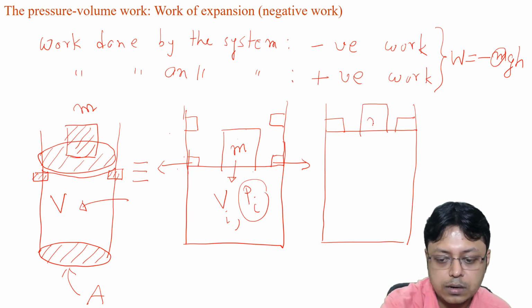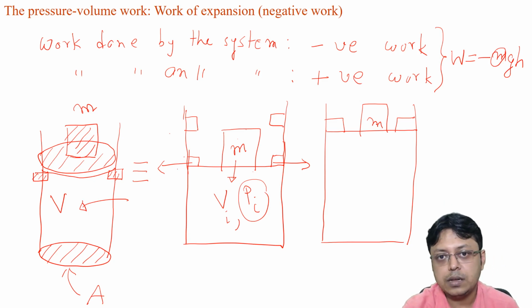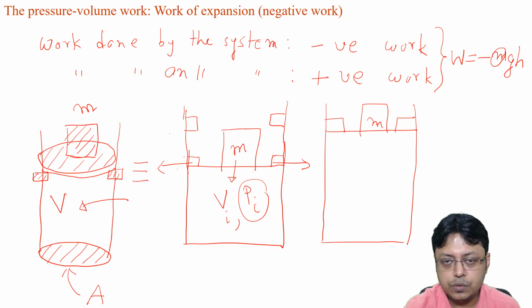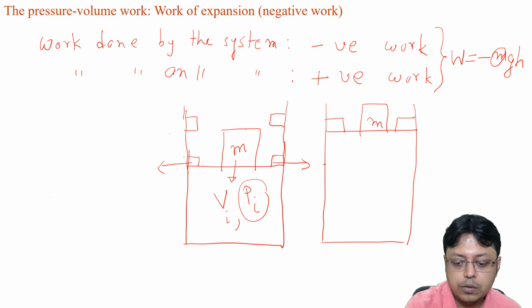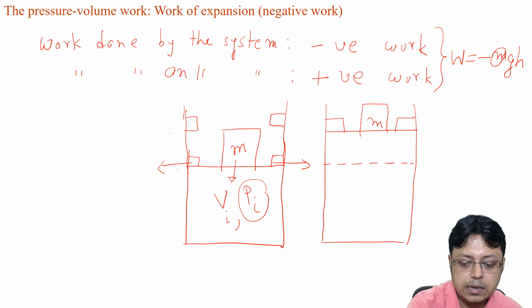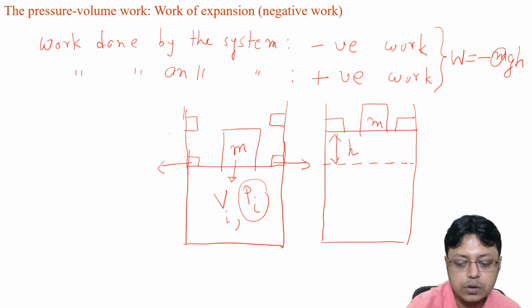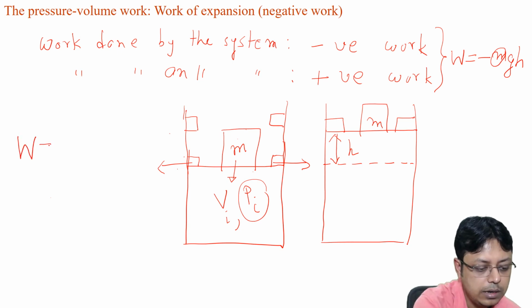So the mass is now here. As you see, the mass has been lifted in the surroundings, which means the gas has done some work. We have to show that this is a negative work, and we also have to quantify what we mean by the work. Now let us look at the change in the height of the piston. As you can see, the gas has expanded and the piston has moved by a height which we call h. So in this case, the work done in our convention will be minus mg into h.